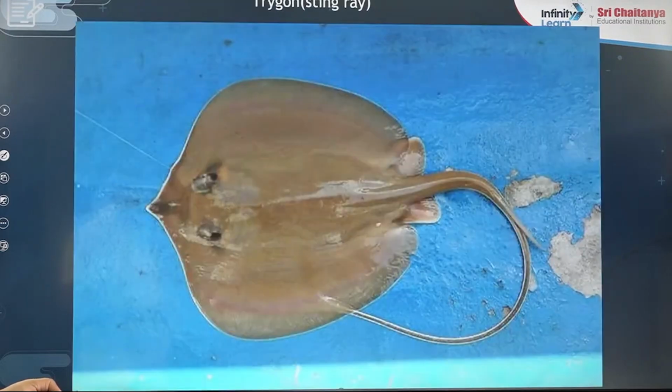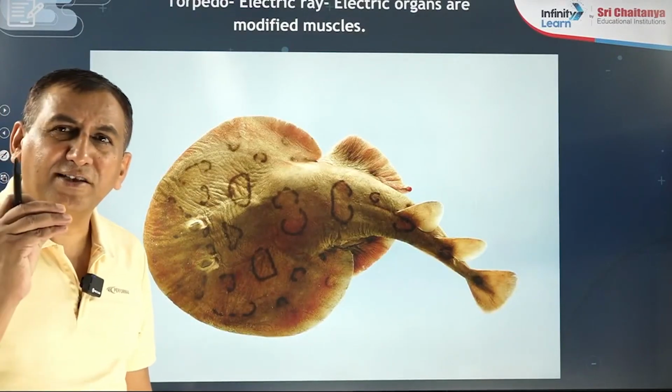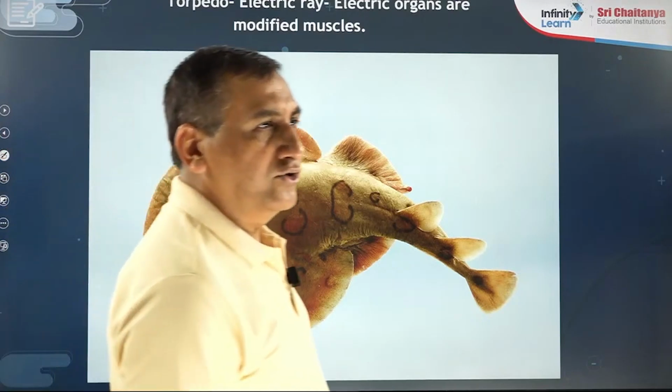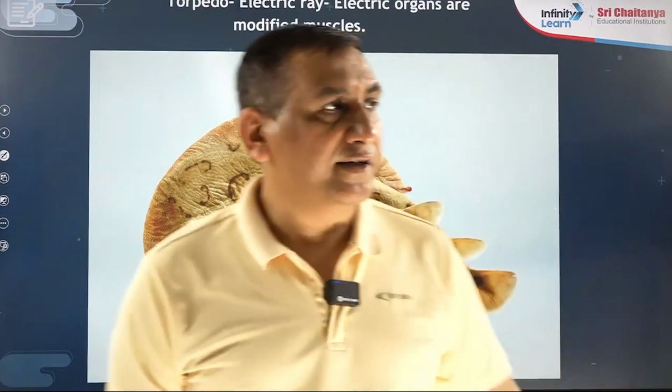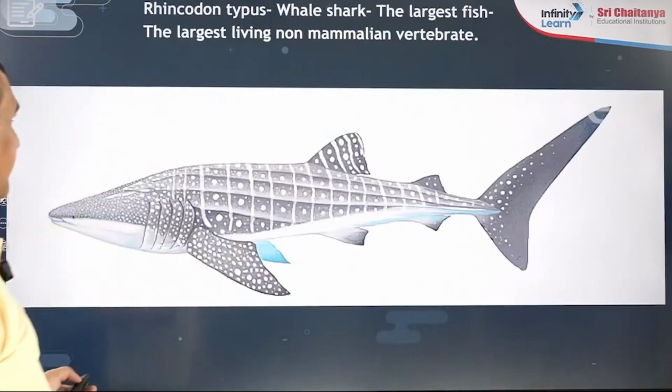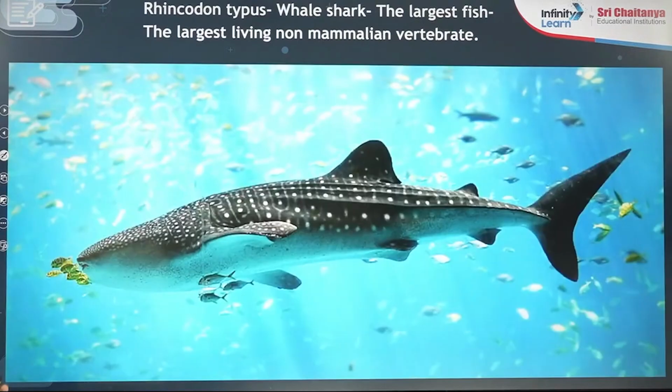Now just see, Trigon is known as the stingray, and torpedo is the electric ray. It can produce a small electric current. So this is the one point that you have to remember, that these are the few examples related with the chondrichthyes.